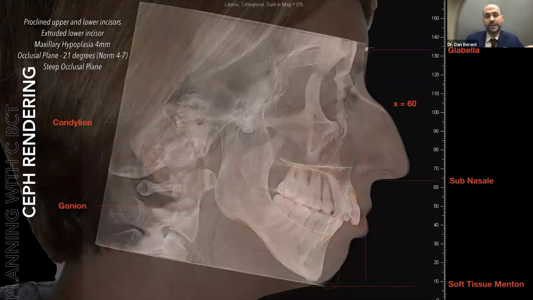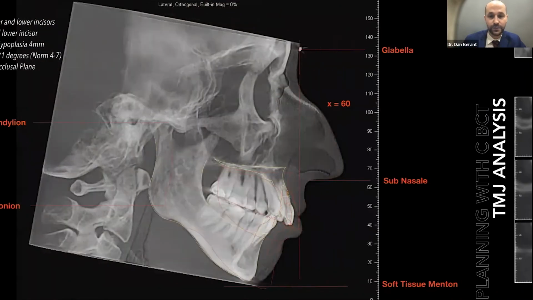We're able to utilize the CBCT to gain information to get the Ceph rendering, which allowed us to take all the necessary cephalometric analysis, and then treatment plan, orthodontic surgery, and also the orthodontic movement that's going to be necessary.